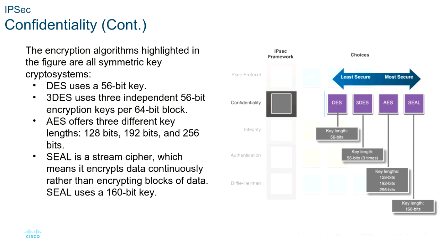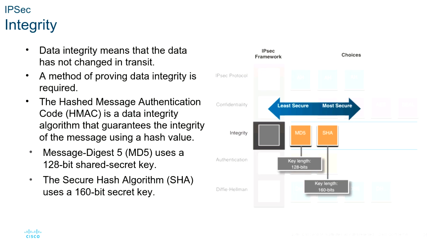Later on, they used triple DES, which was I encrypt it with 56 bits, then I encrypt it a second time, and then I encrypt it a third time. And then when I receive it, I decrypt it 1, 2, 3, and now I've got my original data back. AES has more number of bits. SEAL uses 160 bits. That's a good thing to use today because it has more bits that you can encrypt the data with.